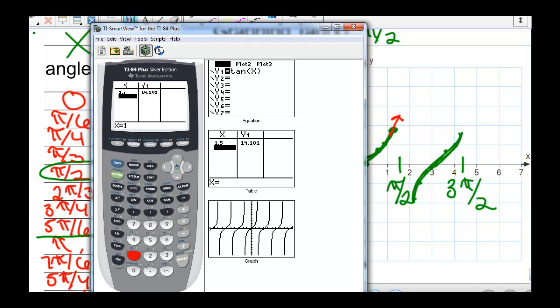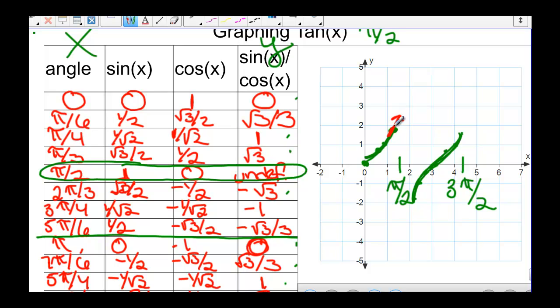Getting closer, 1.51, we're at 16. If we try 1.55, we're at 48. We're at 1,255. And so what's happening is that my values of y keep getting bigger and bigger. So as we get closer and closer to pi over 2, our values are going to get bigger and bigger, so we're going off to infinity.